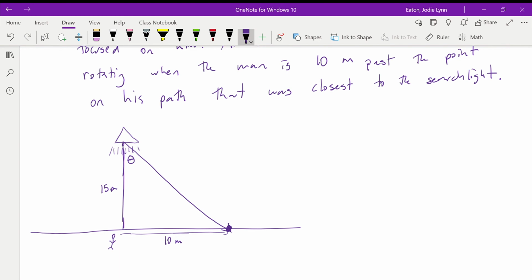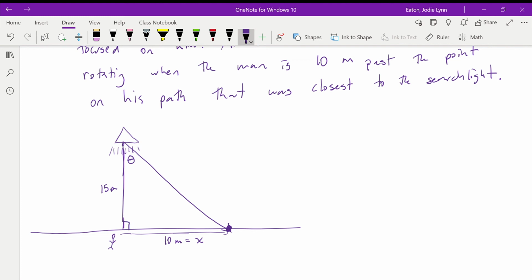So let's define some variables. We have x. That's the direction the man is moving. That is a variable because he is moving. At this point, x is equal to 10 meters, but we have to think of x as changing. We want to know as x changes, how is theta going to change? So let's see if we can write an equation.